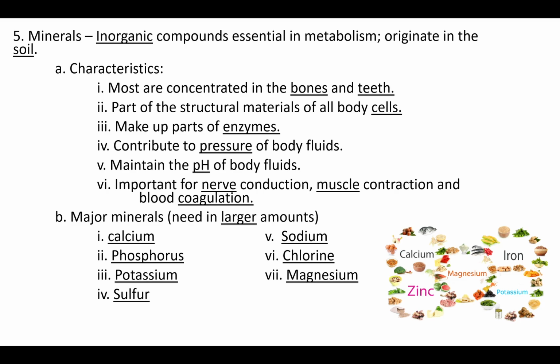The major minerals are the ones that you need in larger amounts. Even though it says larger amount, this is still a tiny amount compared to your macronutrients, your carbs, lipids, and proteins. These are calcium, phosphorus, potassium, sulfur, sodium, chlorine, and magnesium. These are all your major minerals. The picture that you see on these slides gives you some examples of foods where you would find these minerals.